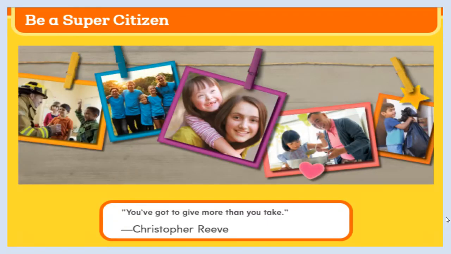We are going to be talking in this first module in this week 1 about being a super citizen. There's a quote down at the bottom that I want you to have a look at. It says, "You've got to give more than you take." I'll read it again. You've got to give more than you take. And that is an important quote from someone named Christopher Reeve.